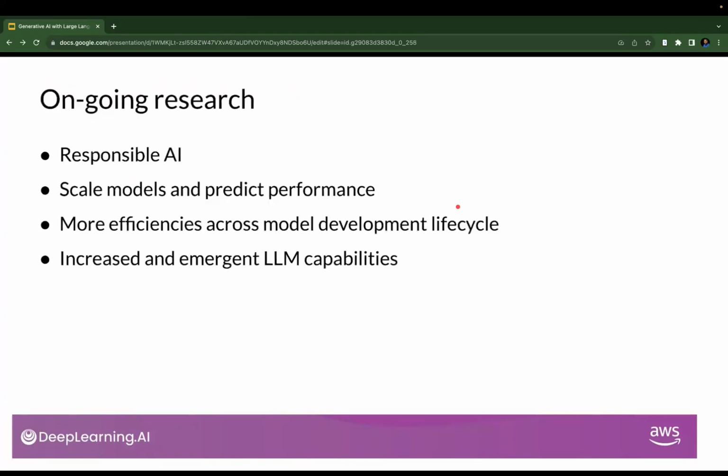Some of the ongoing research in AI includes how to have a responsible AI. This is something a lot of people are working very hard on. Also, how to predict the performance and scale the models, and how to increase the capabilities of LLMs, especially the multimodal capabilities, where you try to augment the text generation capability with computer vision or with audio and so on. So that was it.